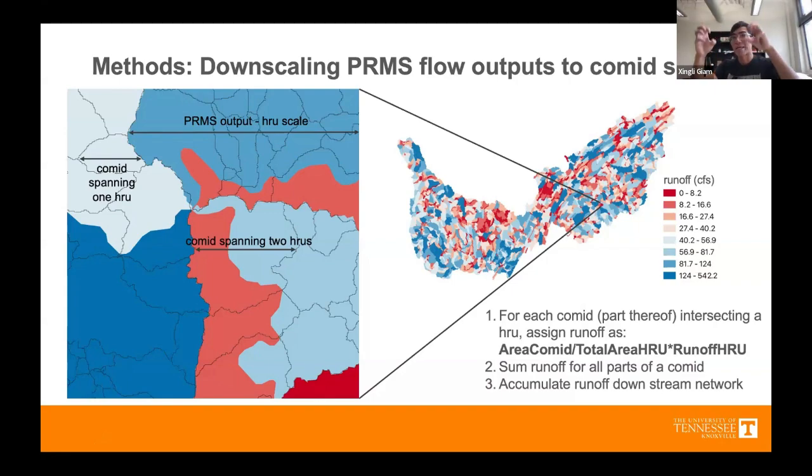By doing that, we can distribute flow to each COMID, and then using the NHDPlus V2 package in R, we could accumulate the runoff down the stream network. We did this for the Tennessee River Basin and tested it, and the runoff that accumulates at the mouth of the Tennessee River at Paducah, Kentucky, is pretty close to the numbers observed at the USGS gauges. So we're pretty happy about that.